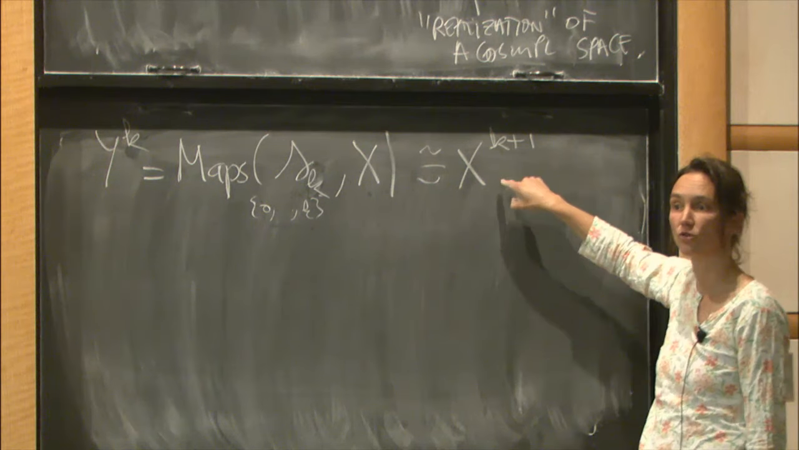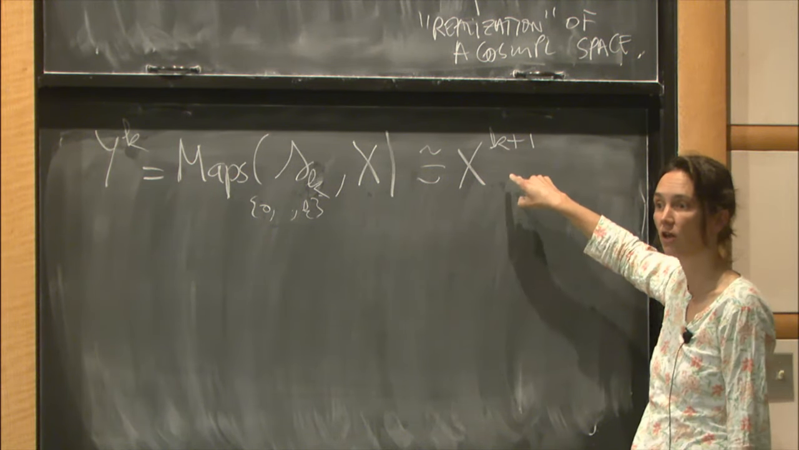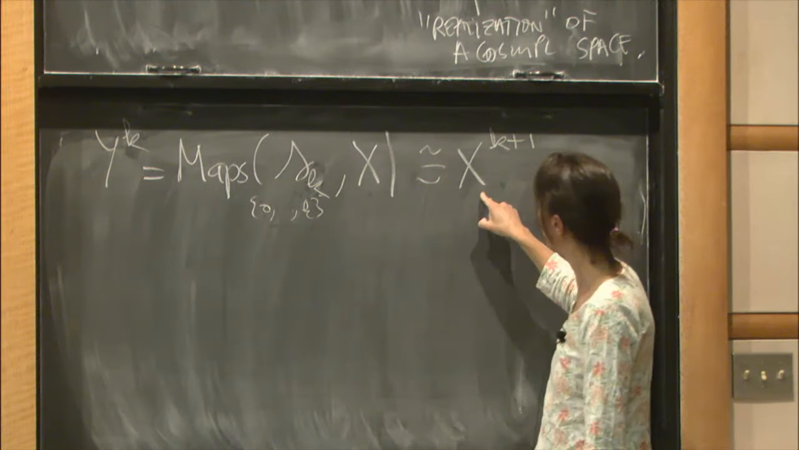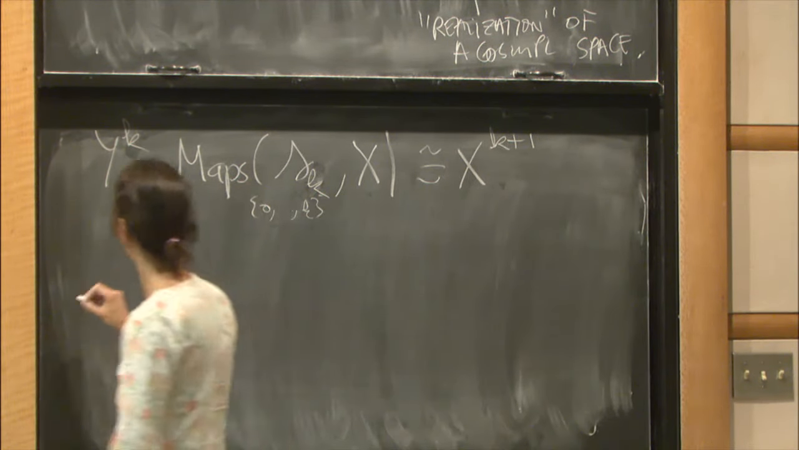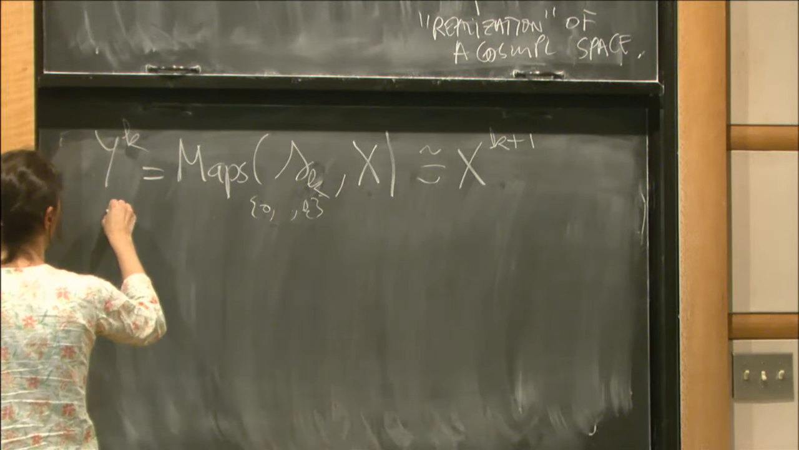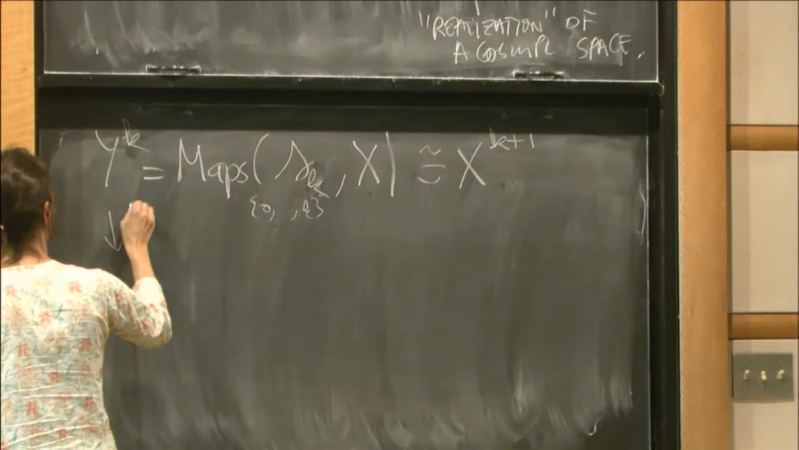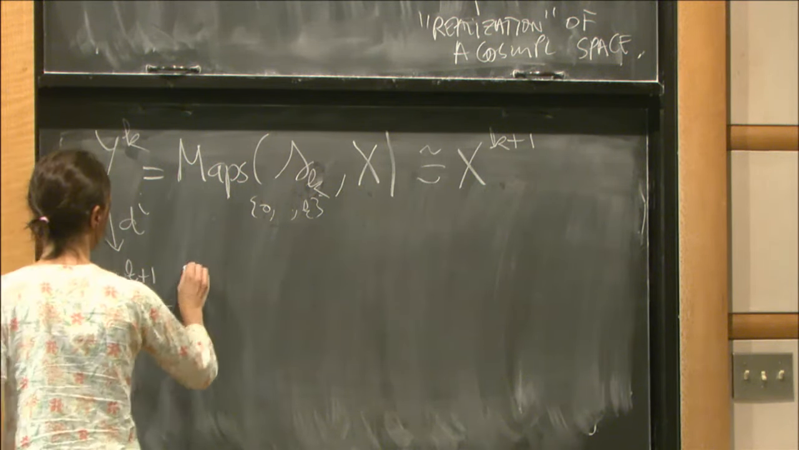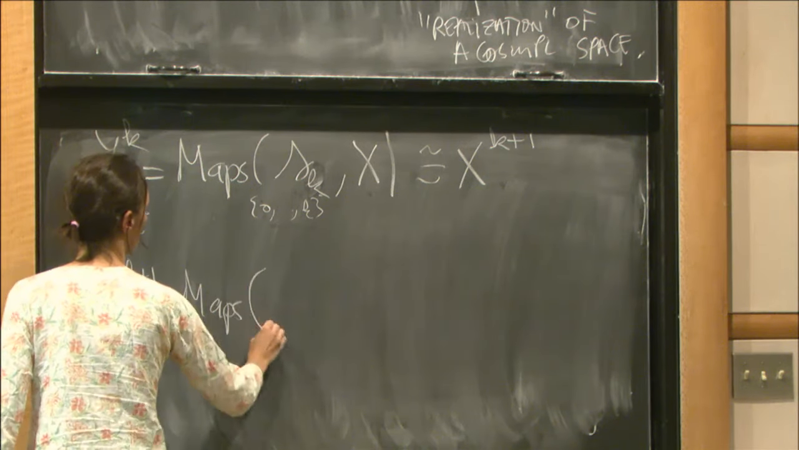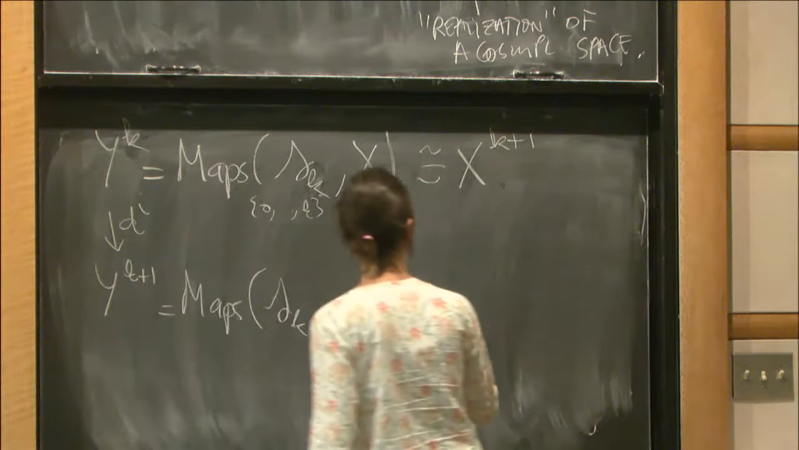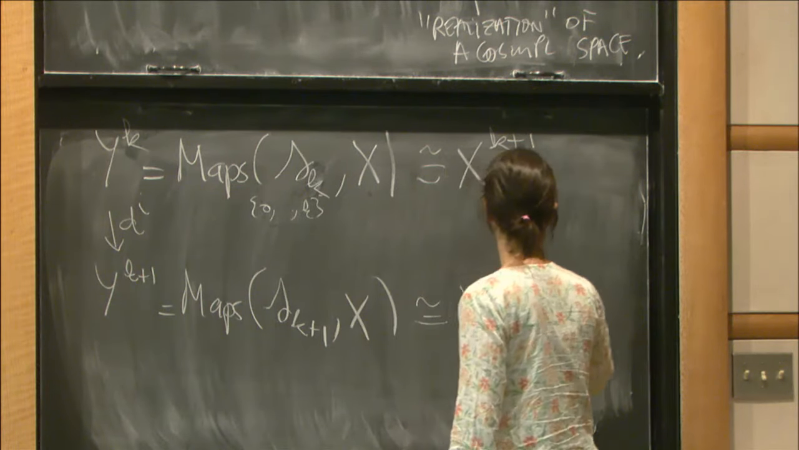And what you were supposed to do yesterday was that the boundary maps, these d_i's in here, will give you, they go the other way around now, right? So I have a map d_i from Yk to Y k plus 1, which is again maps from S k plus 1 into X, which is X to the k plus 2.